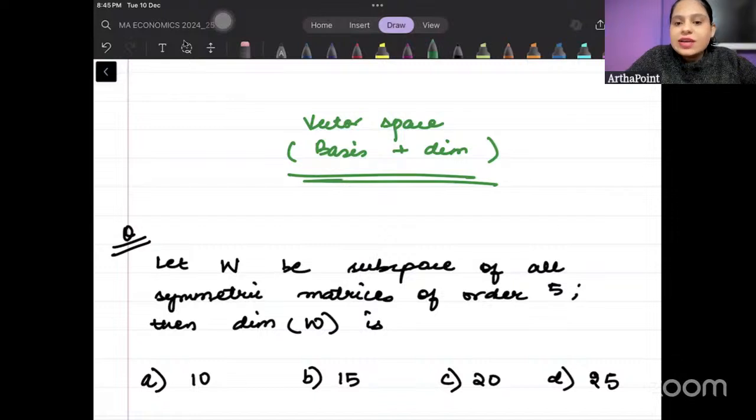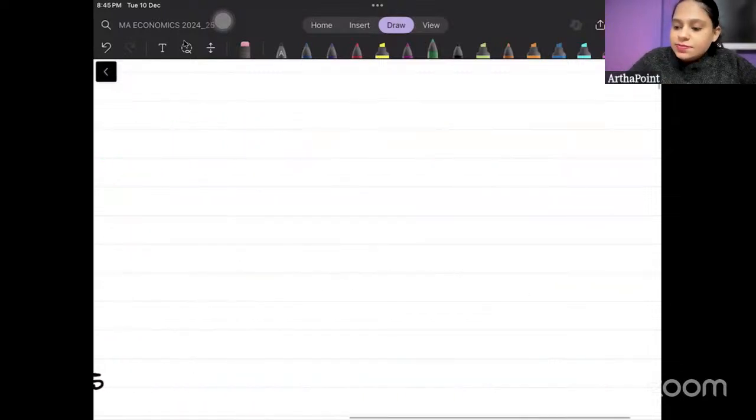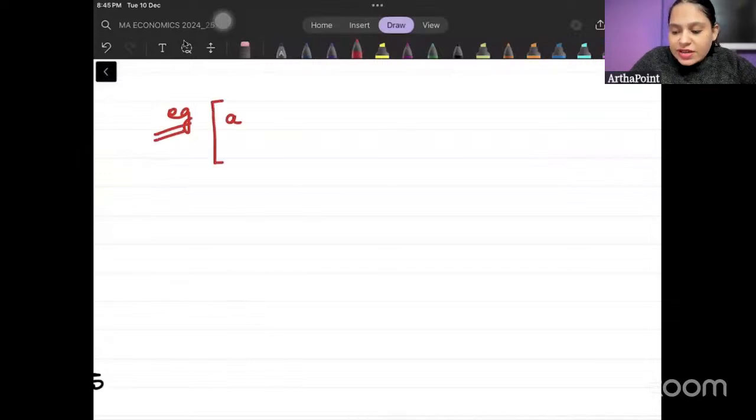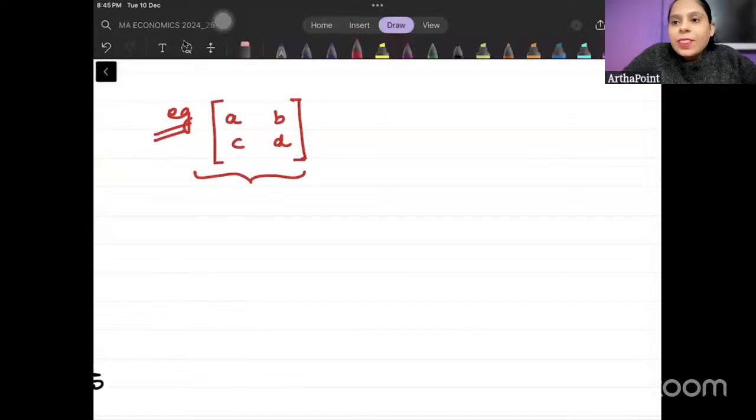So what is the dimension of a matrix? How do we find the dimension of a matrix? The dimension of a matrix is the number of unique elements in the matrix. It's more than that, but what dimension means is that if I want to generate any matrix, say a 2 cross 2 matrix, then how many standard matrices would be required to generate this 2 cross 2 matrix?